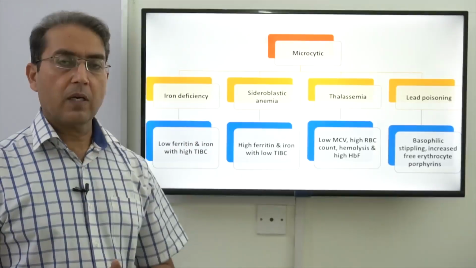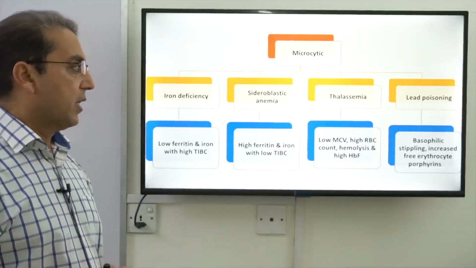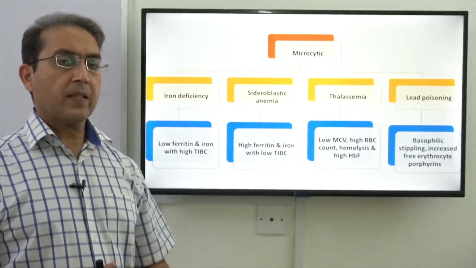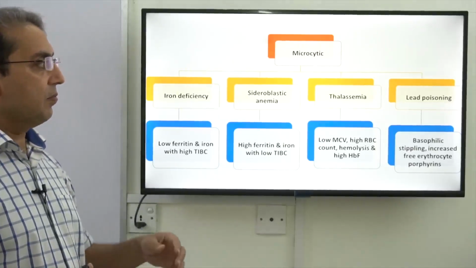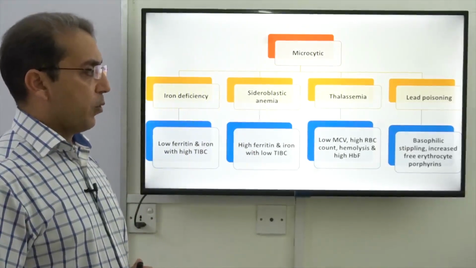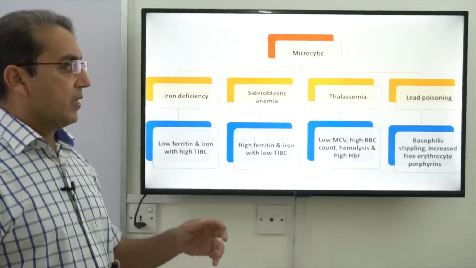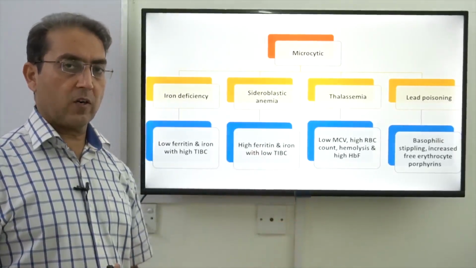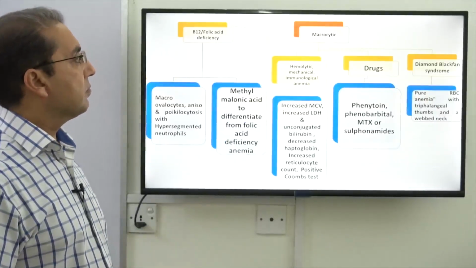The typical appearance of the chipmunk faces of thalassemia can be seen, and we can go for hemoglobin electrophoresis that can tell us that the fetal hemoglobin is increased in these patients. Then in lead poisoning, we see the basophilic stippling in the RBCs. There is increased free erythrocyte porphyrin. This is diagnostic that patients may have lead poisoning.